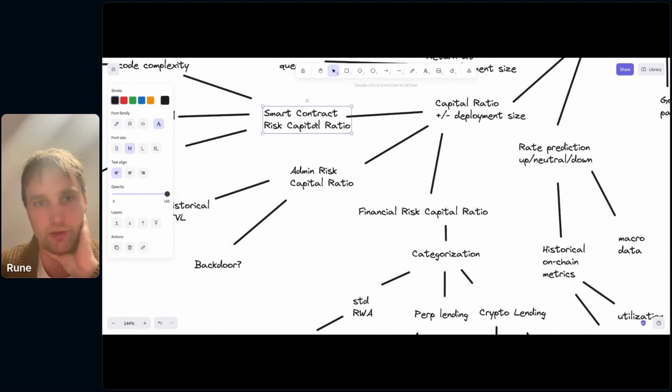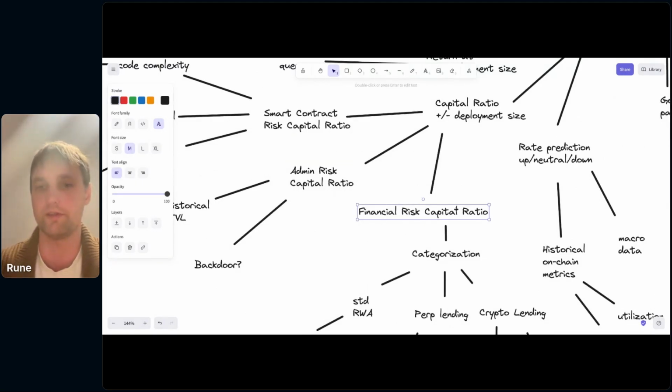One is to look at the smart contract risk. Another is the admin risk, so this is like backdoor control, governance risk. And then financial risk, which is like risk of getting liquidated and that kind of stuff, like risk of the asset crashing too fast and so on.